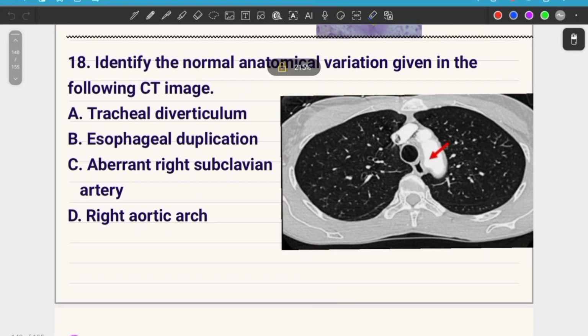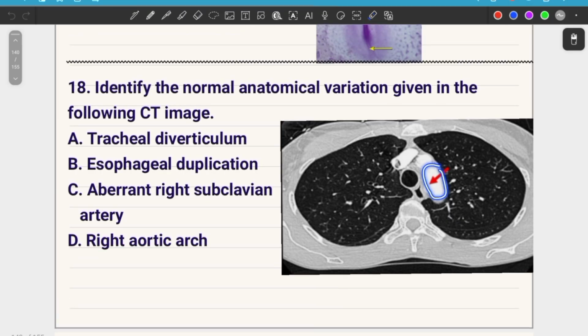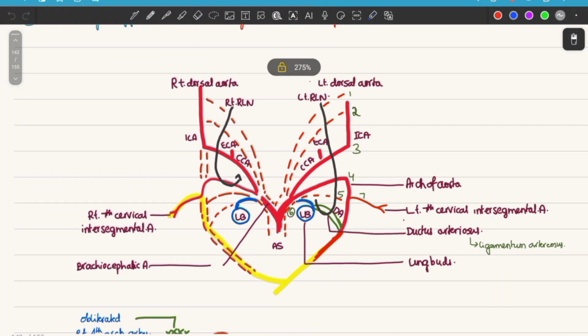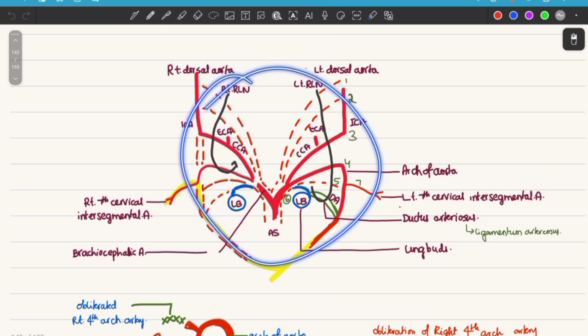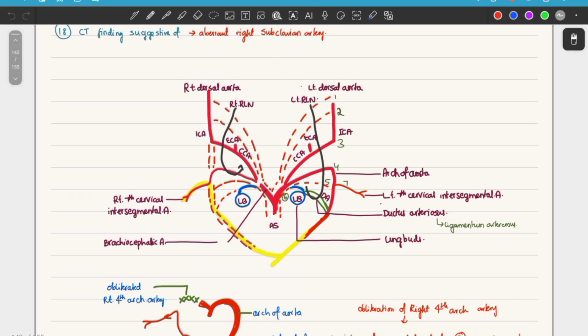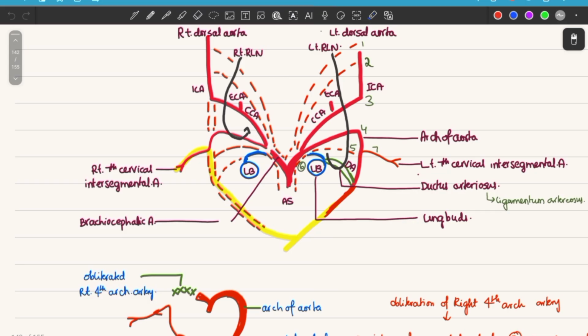Is it a right aortic arch? No, this is the subclavian artery and this is the aberrant right subclavian artery. Let me show you the picture. We have learned arterial development in our previous papers. You can go and see there. I have explained it for 5 minutes, I guess. You can see. They have asked, first we have to know from where the subclavian artery develops.